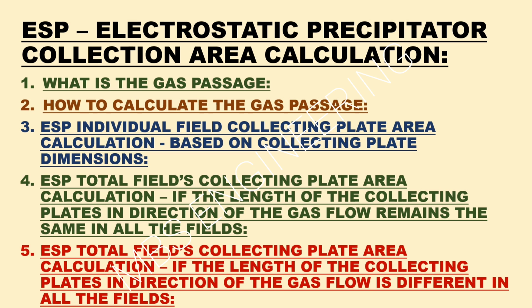Fifth topic: ESP total fields collecting plate area calculation, if the length of the collecting plates in the direction of the gas flow is different in all the fields.